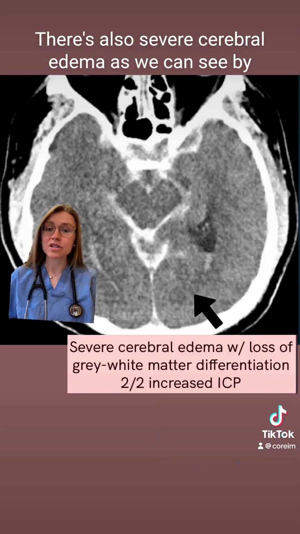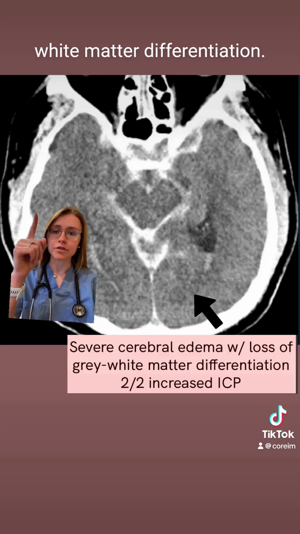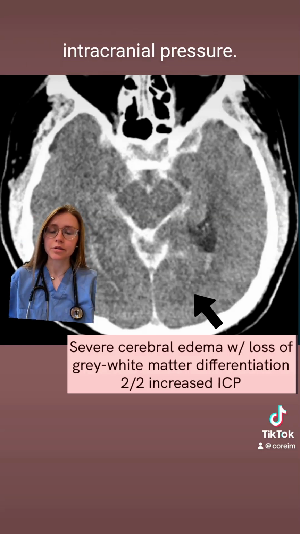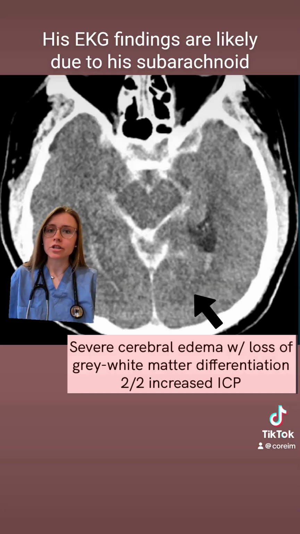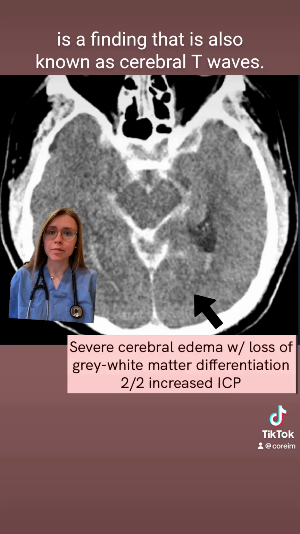There's also severe cerebral edema, as we can see by distortion of the gyri and the sulci, as well as a loss of gray-white matter differentiation, which means that there's an increase in intracranial pressure. But what does this mean for his EKG? His EKG findings are likely due to a subarachnoid hemorrhage and increase in intracranial pressure, which is a finding that is also known as cerebral T waves.